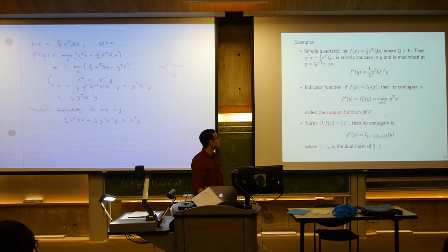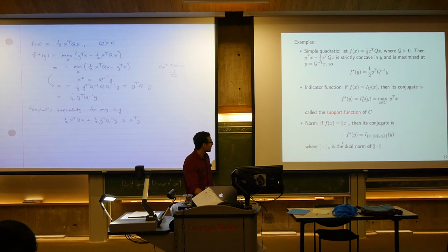So it's really the same thing as just doing constrained maximization: maximize over all x in the set of y transpose x. So this is the indicator function of a set C, and that's its conjugate. We write that as I star of C, and we call it the support function of the set C.